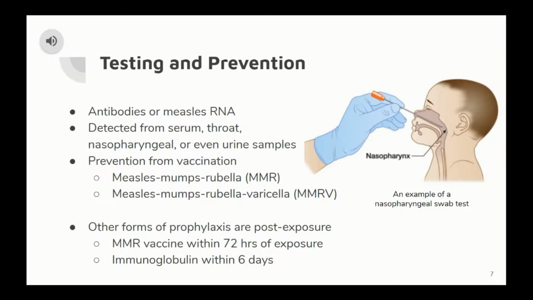Other forms of prophylaxis or prevention are post-exposure. An MMR vaccine can be given within 72 hours of exposure, or immunoglobulin within 6 days. They cannot be taken together, else the vaccine loses effectiveness. Each have reasons for use depending on the infected individual's predisposition.